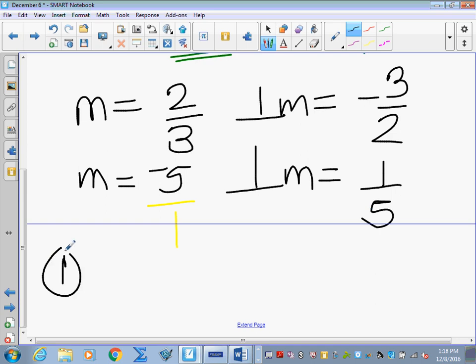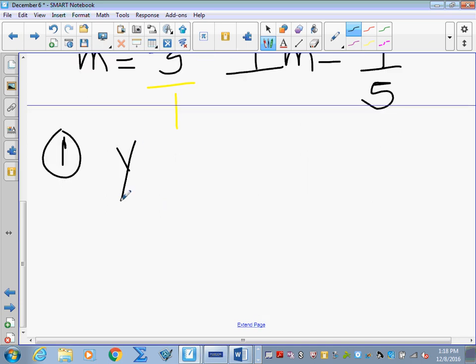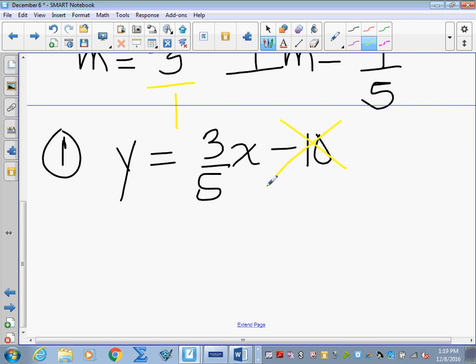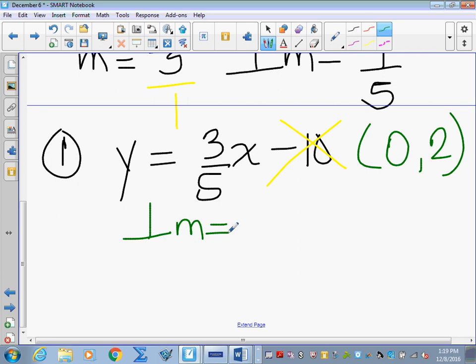So here's example 1. I'm going to give you this in slope-intercept form, 3/5 x - 10. It doesn't even matter what the other number is. And it needs to pass through the point (0, 2). So what am I getting from this equation that they give me? The slope. Who can tell me what the perpendicular slope would be? -5/3. Very good. So you take the opposite sign and reciprocal.